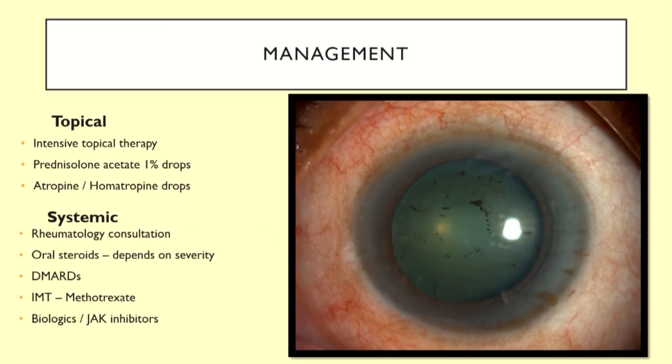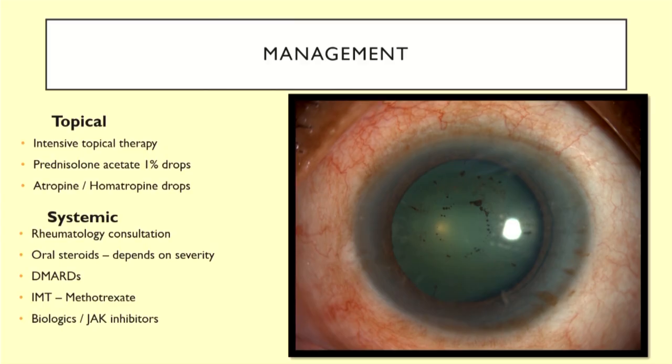So the management is straightforward. They need intensive topicals. There is no point in starting them on 6 times a day Predfort. It is not going to come down with that. Give them intensive topicals maybe every 15 minutes to begin with, and then hourly. The use of cycloplegic mydriatics is very important to break down the synechiae which may have formed. So this is the photograph of the same patient post-treatment.